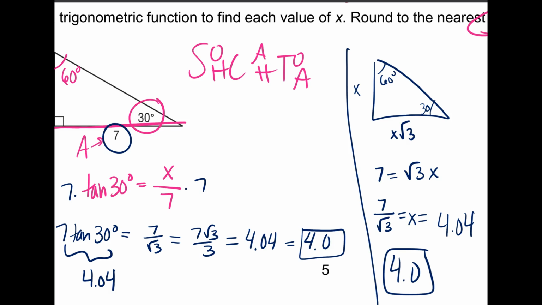Versus here's our special 30, 60, 90 triangle. I know across from 30 is x, the length of the short side. Across from 60 is the short side times root 3. Since I know this length is 7, I said, okay, 7 equals x times root 3. To find the length of my short side, divide by root 3 on both sides, and I get the same answer. So that's two ways to do the same problem.